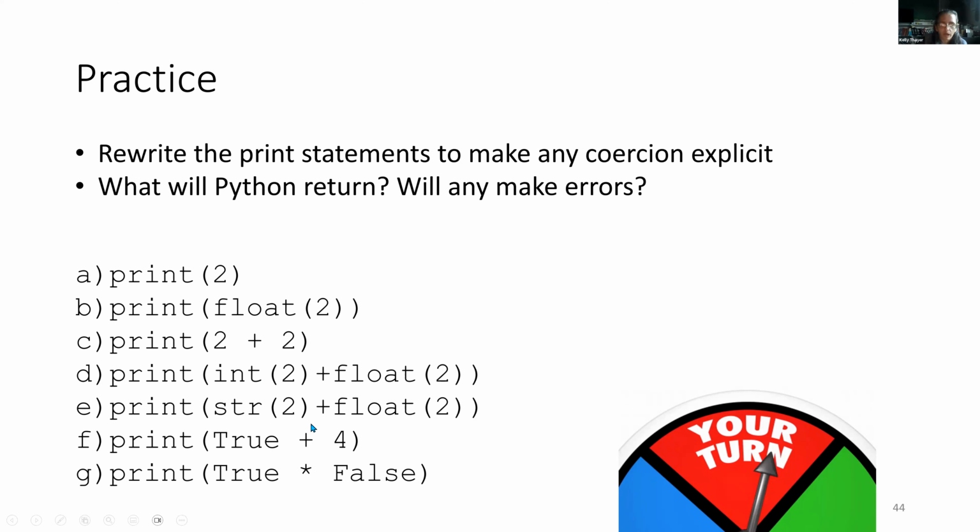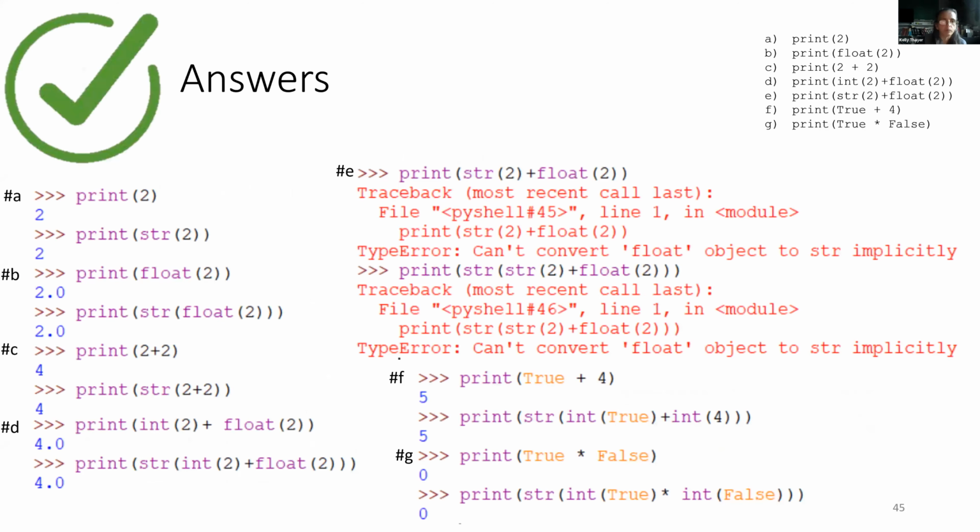Similarly, we have some explicit coercions here, string of 2 and float. So what's going to happen there? And we also have some of these, true plus 4 and true times false. Don't forget about your substitutions. What do you think will happen?